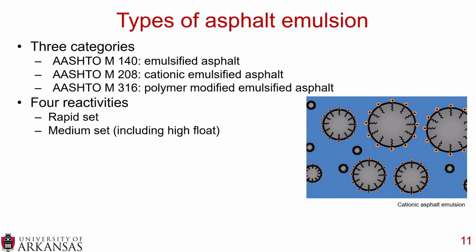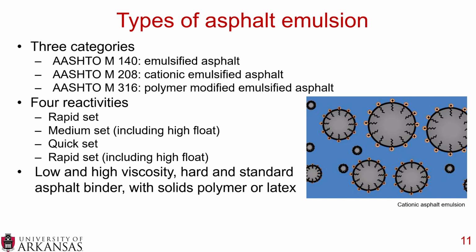There are 4 reactivities associated with asphalt. There's rapid set and then medium set, and medium set does have high float. There is quick set and rapid set including high float, and I apologize, there's a mistake on the slide. That first bullet should read slow set and then medium set, quick set and then rapid set, and medium and rapid set include high float.